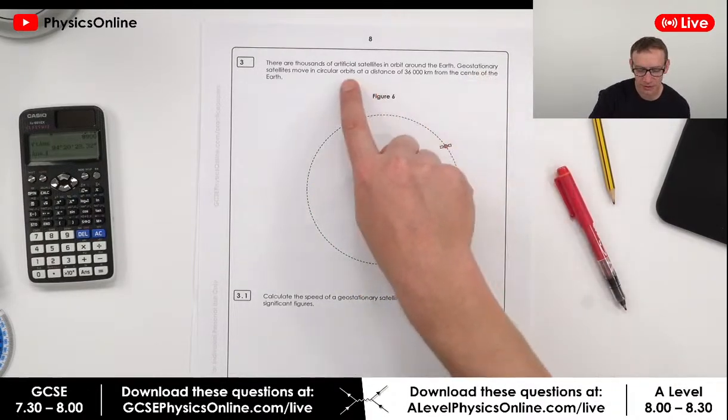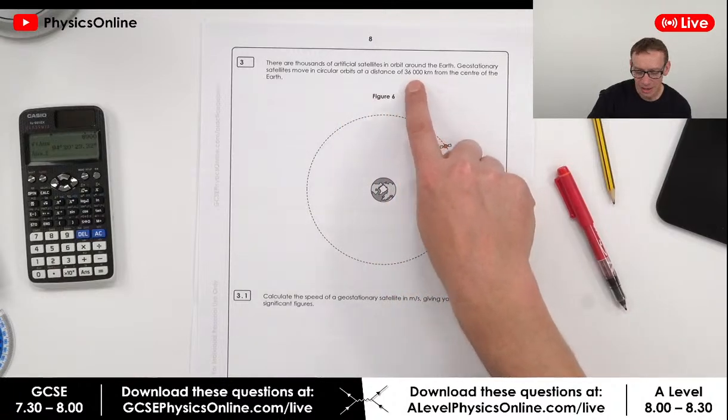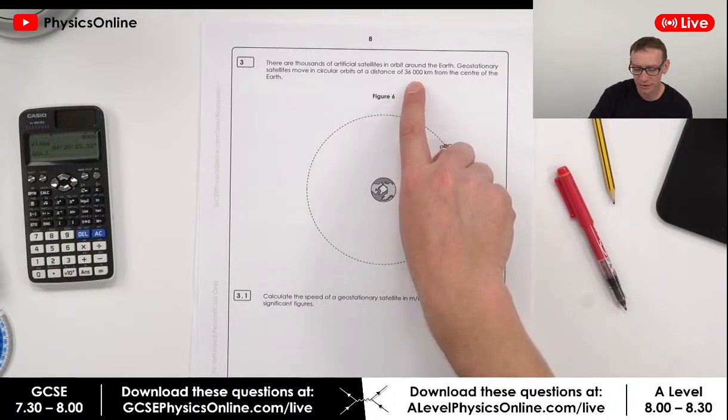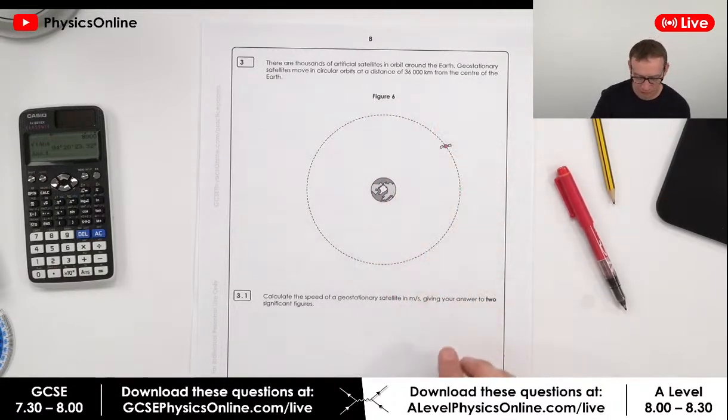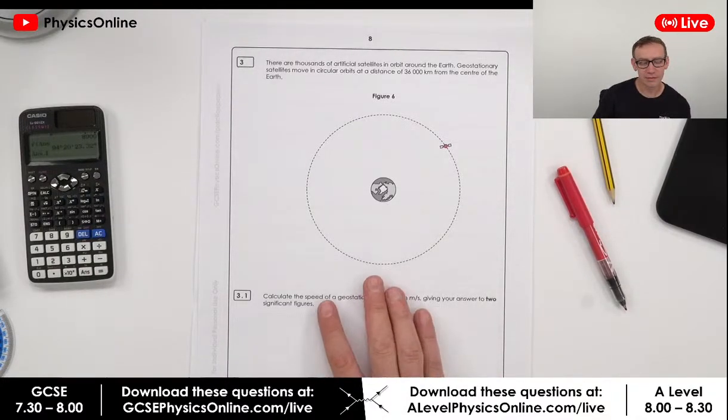Geostationary satellites move in a circular orbit, and their distance is 36,000 kilometres from the centre of the Earth. Calculate the speed of the geostationary satellite in meters per second, giving your answer to 2 significant figures.